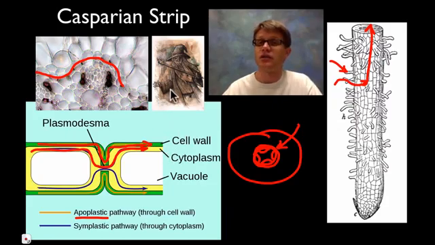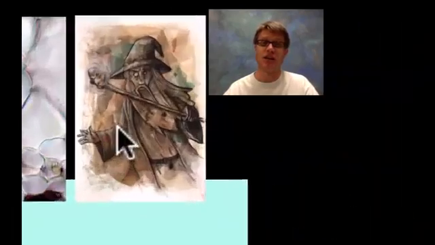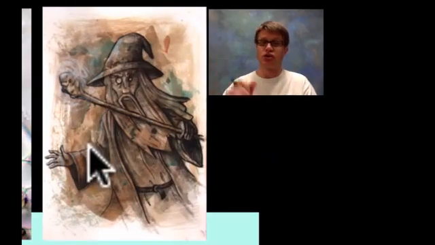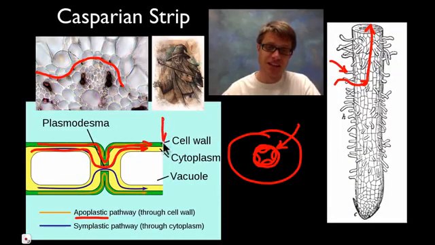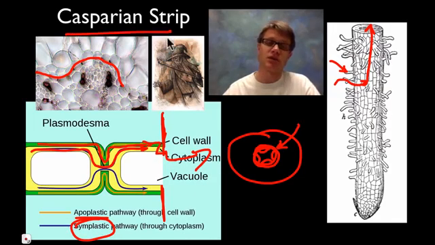Basically, it acts almost as, I don't know if you've seen The Lord of the Rings, but there's a scene where Gandalf puts his staff down and says, "You shall not pass." Basically what the Casparian strip is doing is it's this strip that goes all the way across here, forcing the water that's made it all the way to the inside of the vascular tissue. It can't keep sneaking through the cell wall. It'll have to force its way into the cell, and it has to go symplastically at that point. So the function of the Casparian strip is to force the water eventually to go across a membrane, so we have control.